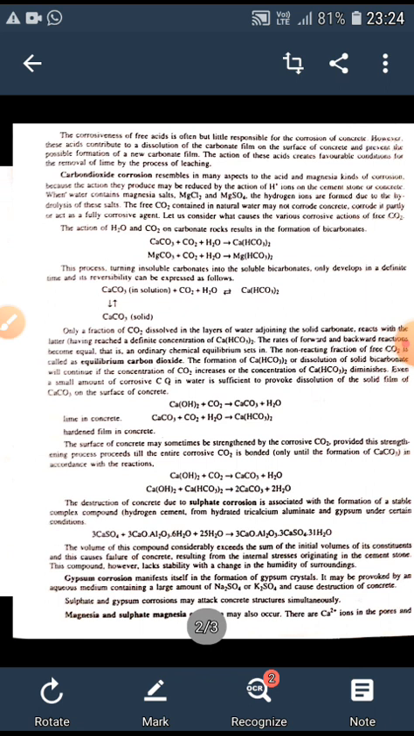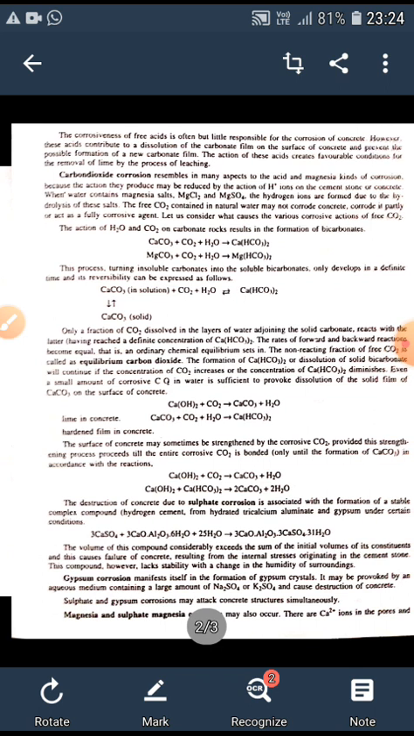This process of turning insoluble carbonates into soluble bicarbonates develops in a definite time, and its reversibility can be expressed in the following manner. Calcium carbonate in solution, when added to carbon dioxide and water, gives calcium bicarbonate, and on the other hand it may also proceed in another direction in a reversible manner, that it may convert into calcium carbonate solid, which may again return into the solution form.